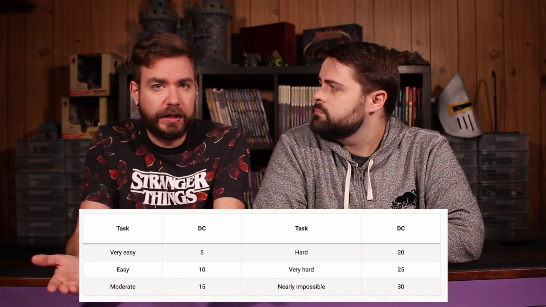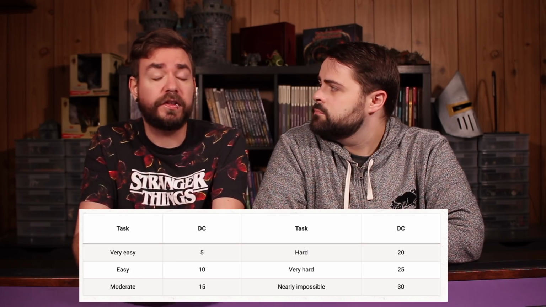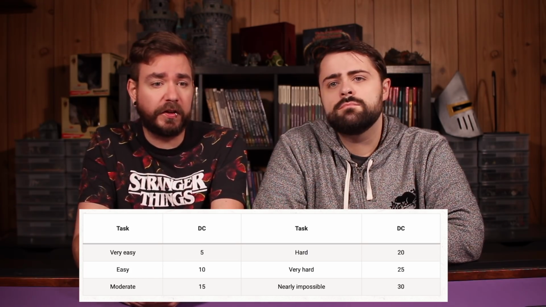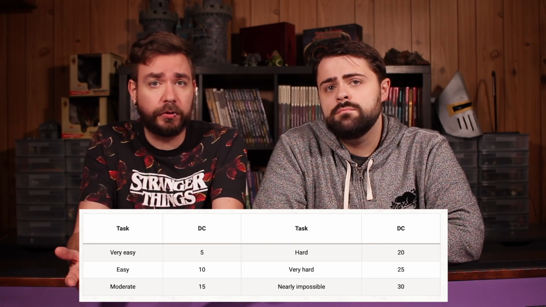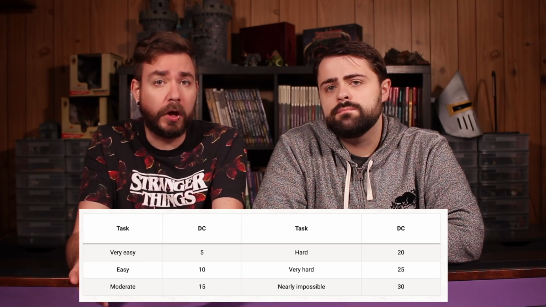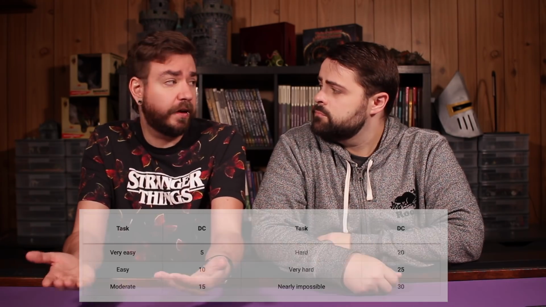DC 5 starts at very easy, all the way up to 30, which is nearly impossible. The idea here is that if the action is something that an average person could do, like hop over a small fence, or jump over a small hole in the ground, it might just be a 5 or 10. My easy rule of thumb for this is that a DC 10 represents something that an average person has a 50-50 shot of succeeding. And there's a plethora of things in life that are pretty easy.